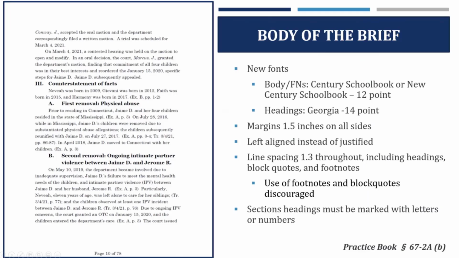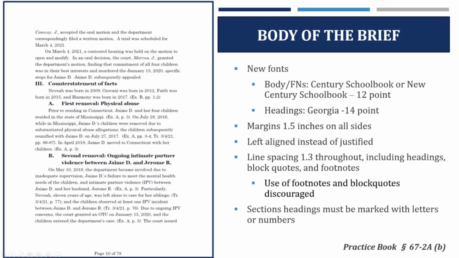The body of the brief is going to look very different. And this will be probably the biggest adjustment for the brief. We're going to use different fonts. We're no longer using Arial for the new body, for the new briefs. It's going to be Century School Book or New Century School Book 12-point. And the headings are in a different font and a different size. They're in Georgia and they're at 14 points.